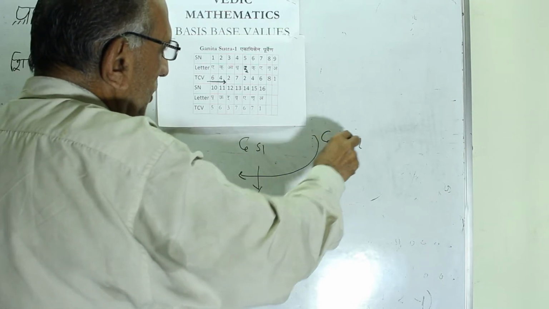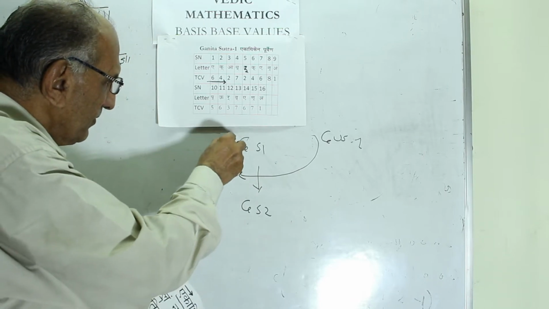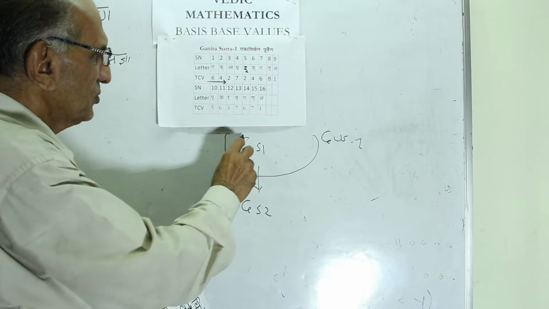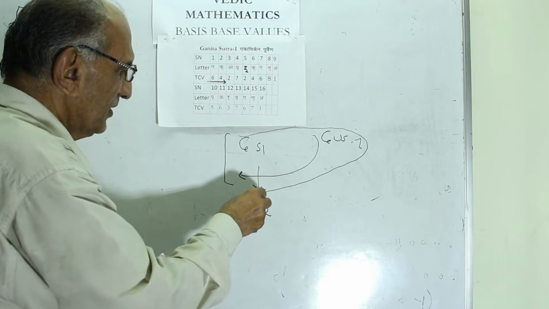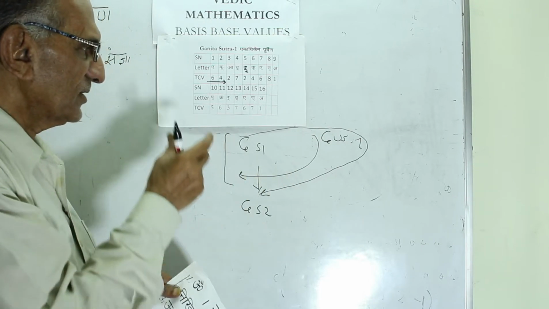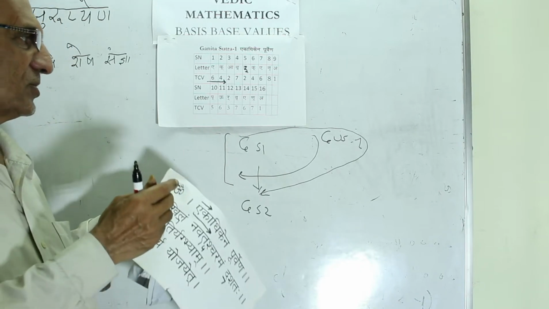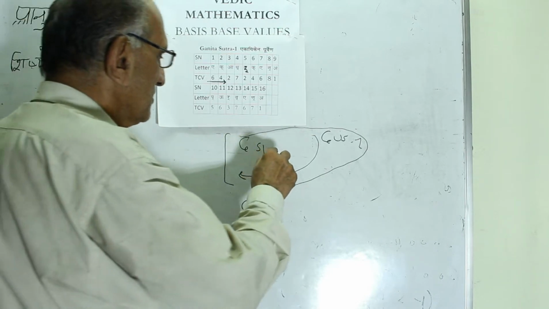Therefore, Ganita Upasutra 1 bridges it, so a reach from Ganita Sutra 1 to Ganita Sutra 2 is going to be the reach of Ganita Sutra 1 together with the reach of Ganita Upasutra 1. Ganita Sutra 1 and Ganita Upasutra 1 together complement and supplement each other and make a system.